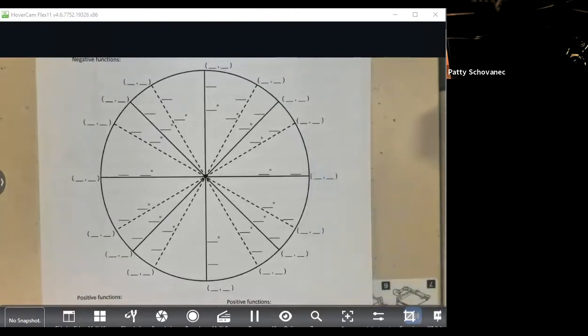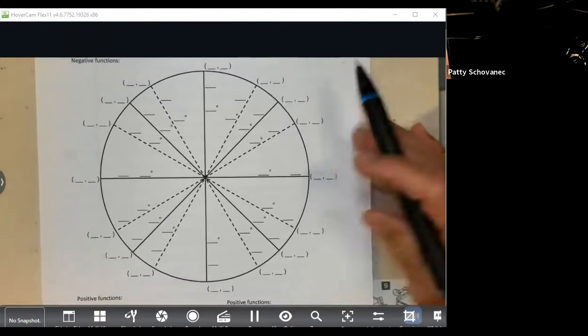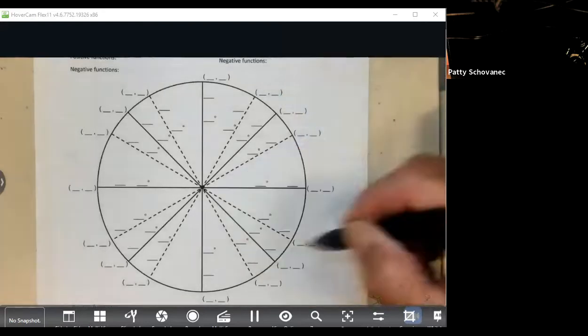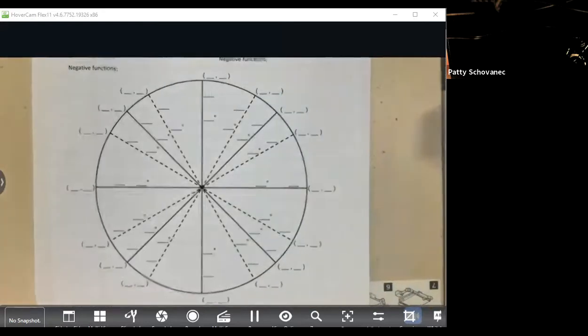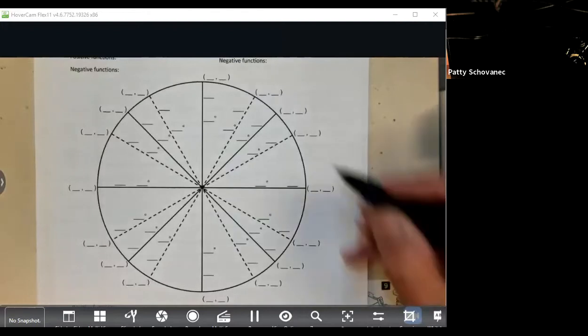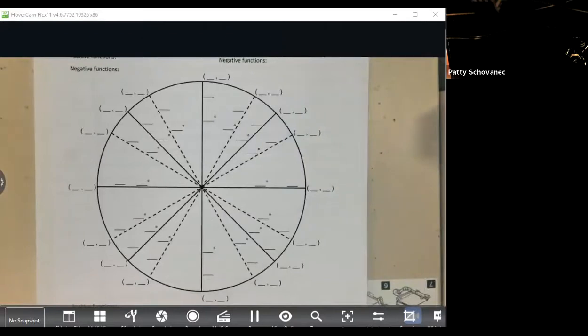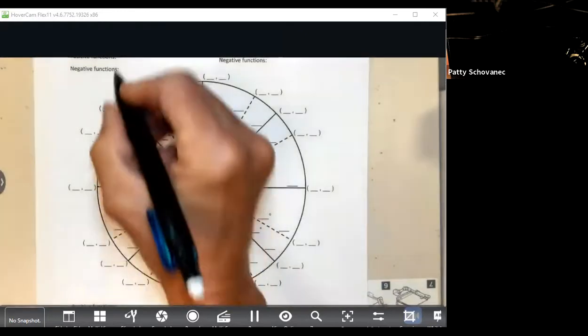And so we're going to go around here first and decide in which quadrants our functions are going to be positive. Sine is the y, cosine is the x, and in the first quadrant, both x and y are positive. The other trig functions are ratios of those, so all of them are positive here. In the second quadrant, only the y values are positive. So which two trig functions rely only on the y value? Sine and cosecant, those are the only two that are positive here.